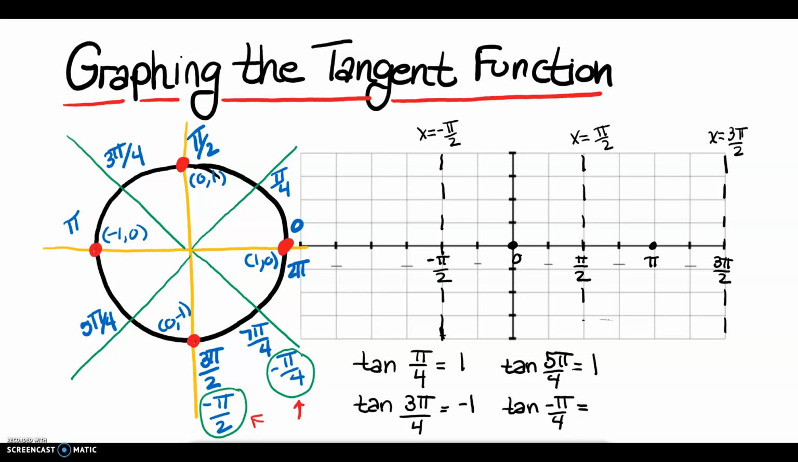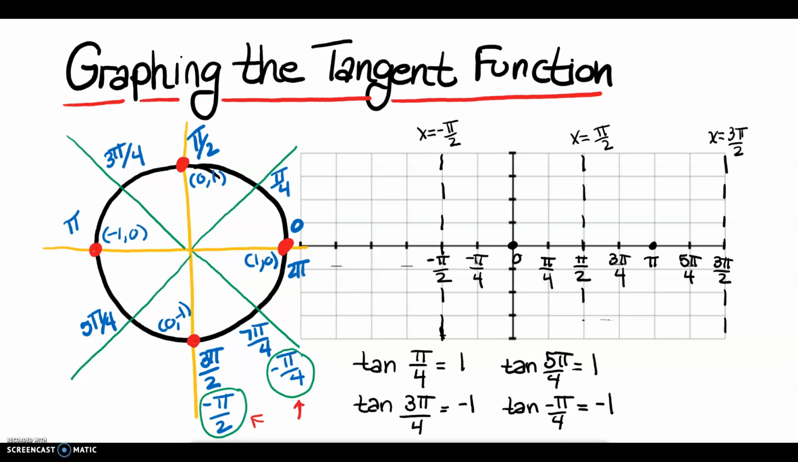Well, I have a negative y value, but a positive x value, so that's going to give me a negative 1. So I'm going to go ahead and label these other parts to my graph. 5 pi over 4, and if we go backwards, it's negative pi over 4. So let's go ahead and plot those points.